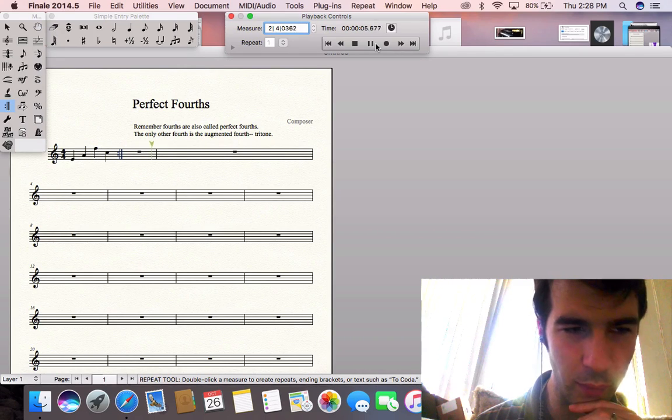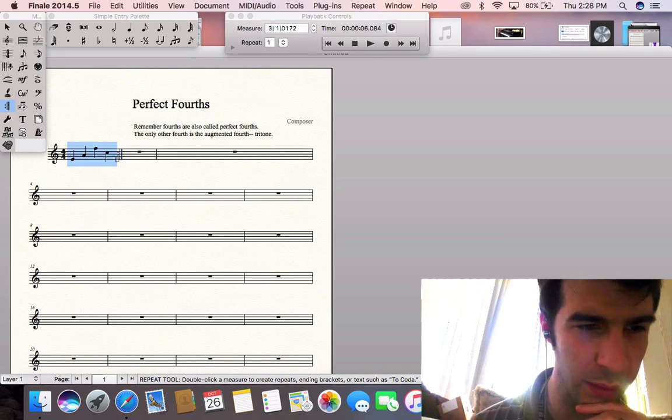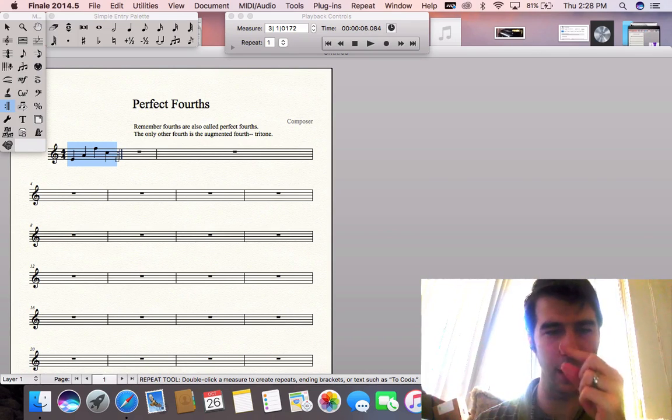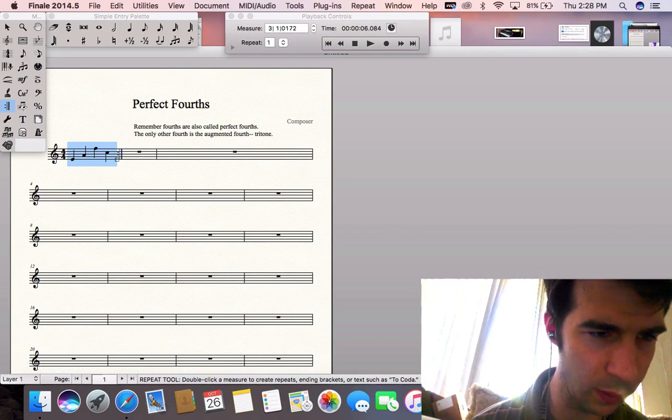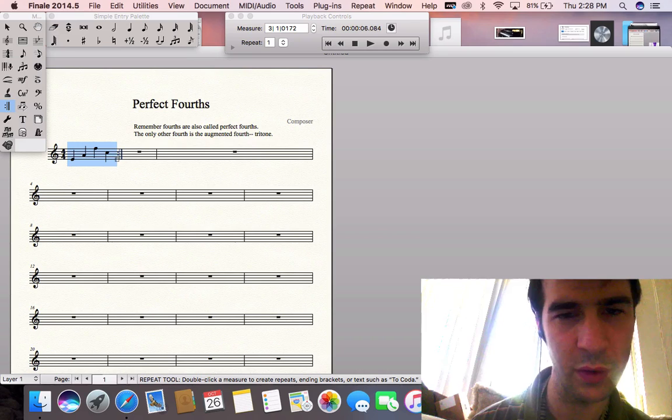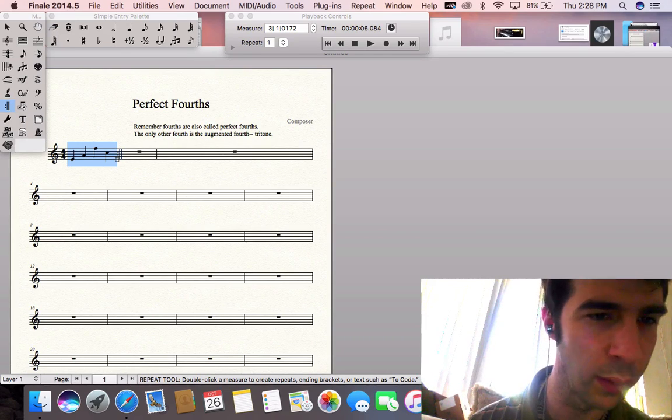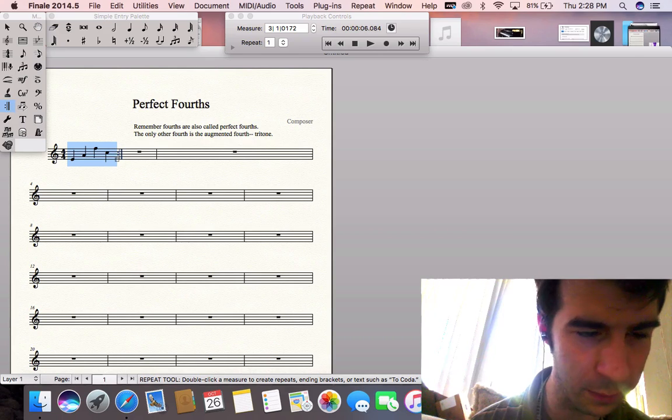Those are two perfect fourths side by side, one with the contour going up, and the other with the contour going down. The contour is basically just the direction of the interval. So those are two perfect fourths side by side.